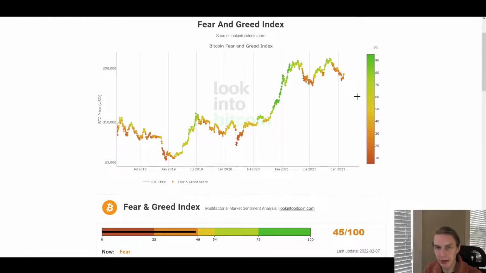So the more disbelief, the more sustainable these rallies sometimes can be. Not always, certainly not guaranteed. And obviously, during parabolic runs, you can sustain high greed levels for quite a while. But in these kinds of low demand situations, I personally prefer there to be a longer period of disbelief to be more optimistic of upside here. But that's just my perspective.